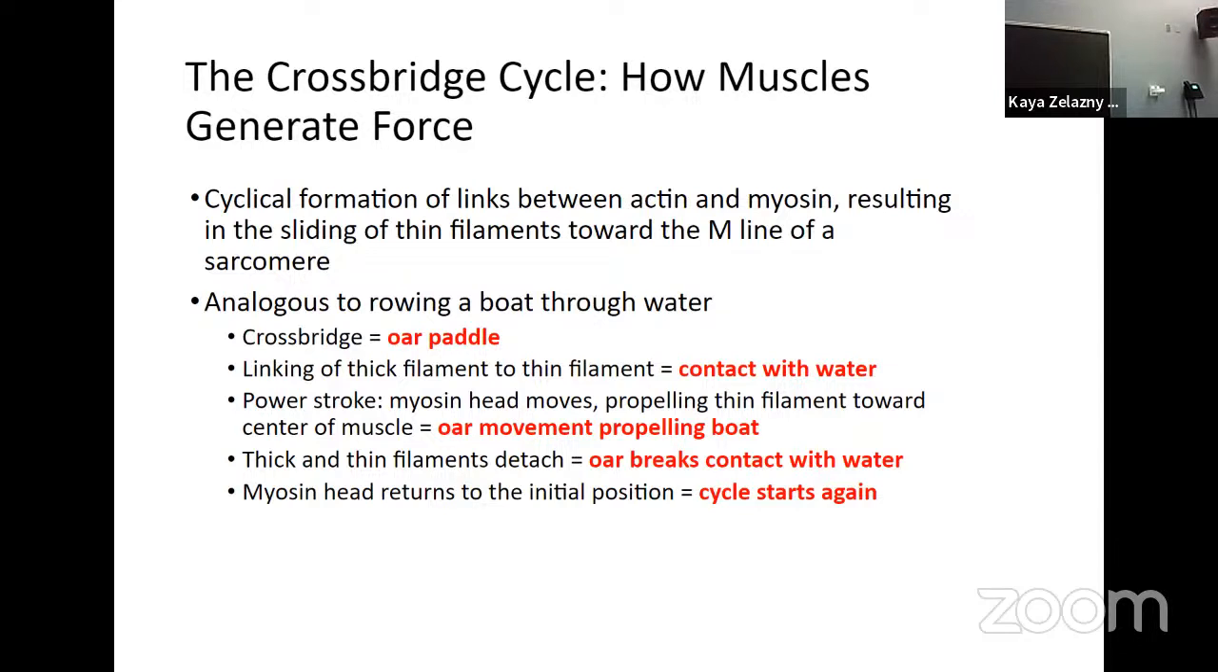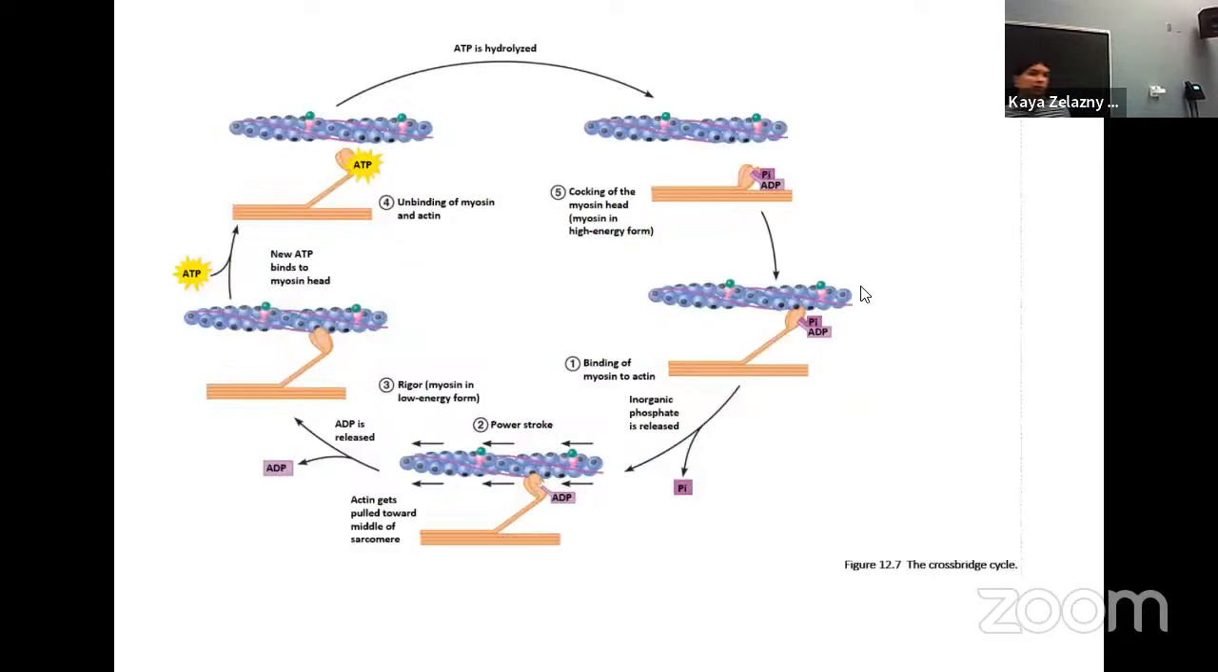The linkage to the thin filament, so the linkage between the actin and the myosin, is the moment our oar hits the water. Then we're going to have something called the power stroke, as we pull our oar behind us, right? So moving our little boat forward. So we're moving the thin filament towards the center of the muscle. And then we pull our oar out of the water. This is the moment when the thick and the thin filaments detach. And then we reach back forward again to make another stroke with our oar. And so our myosin head is returning to the initial position.